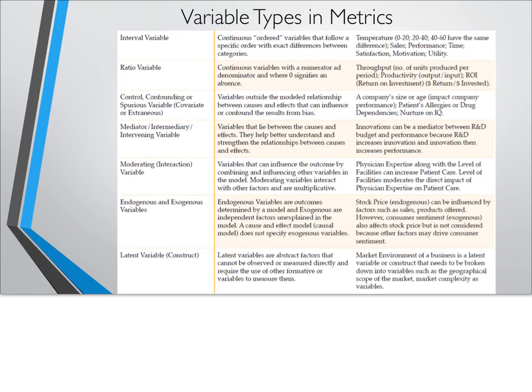So performance therefore becomes a latent variable, which has multiple other measures that help measure it indirectly. So the market environment of a business is a latent variable or construct that needs to be broken down into variables such as geographical scope and market complexity, which are indirect ways of measuring something such as the market environment of a company.